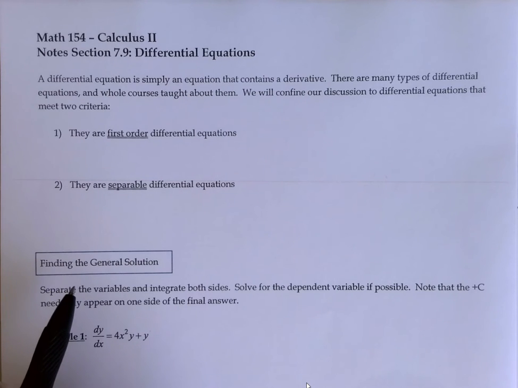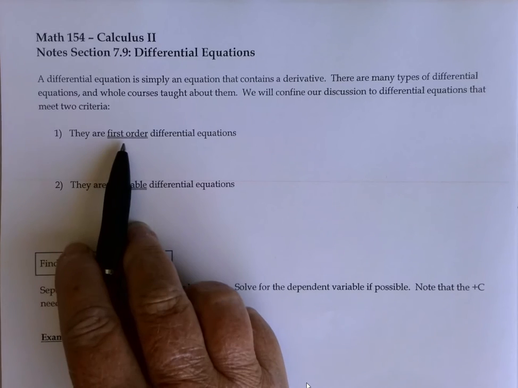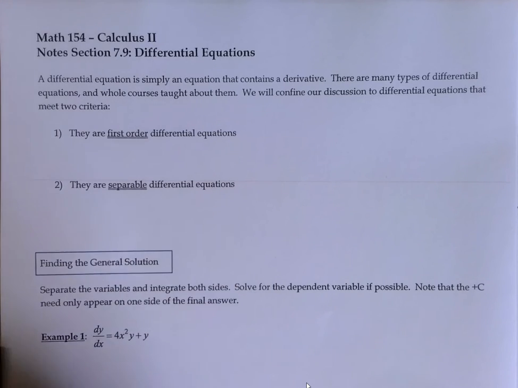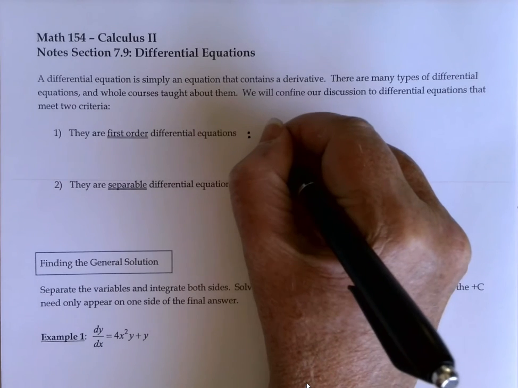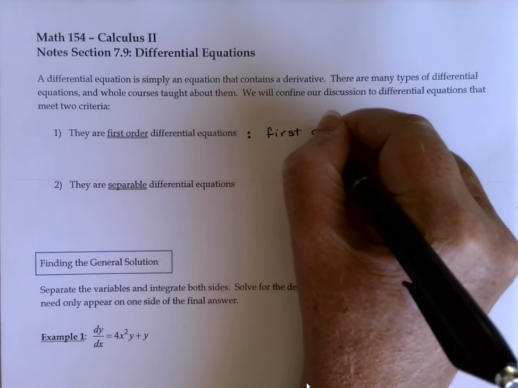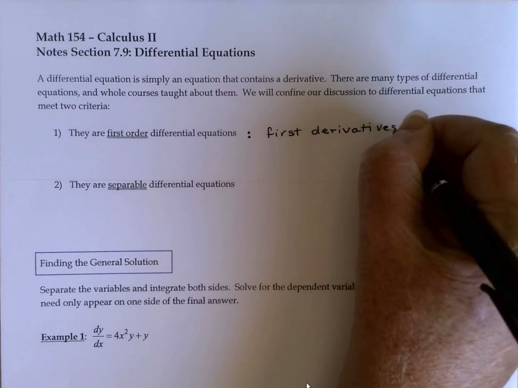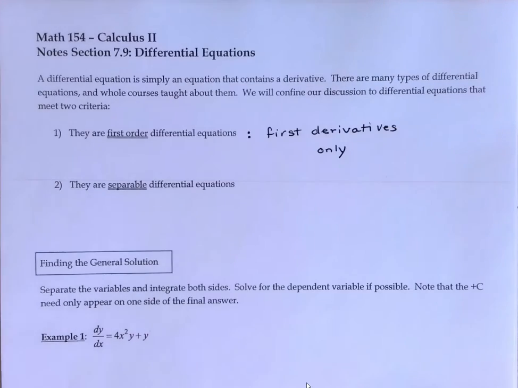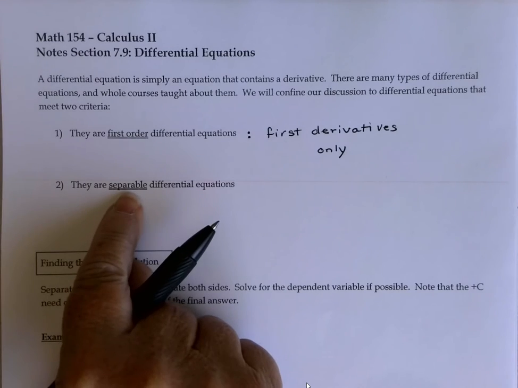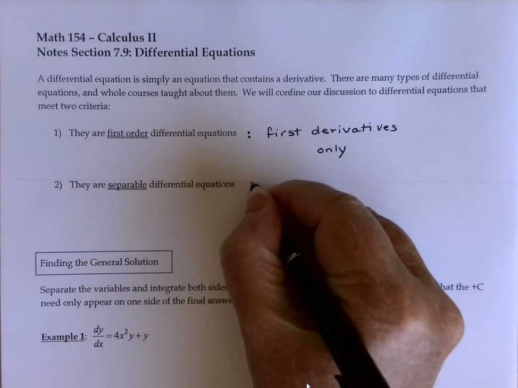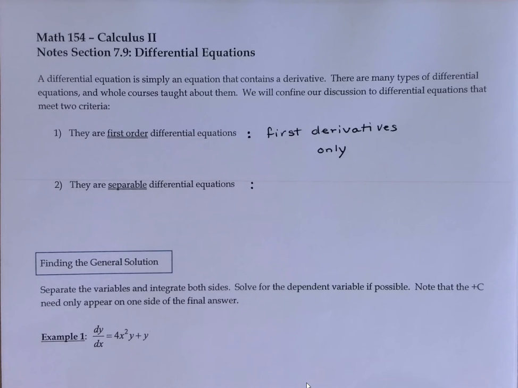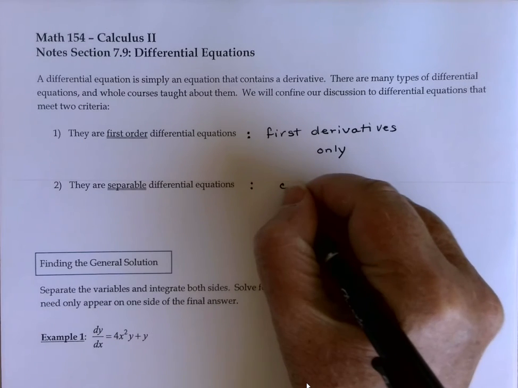There are lots of types, but the only ones that we will look at will satisfy two conditions. They'll be first-order differential equations, meaning they only contain first derivatives. And secondly, they're separable differential equations, meaning that it is possible to separate the variables, get all of the x's on one side and all the y's on the other.